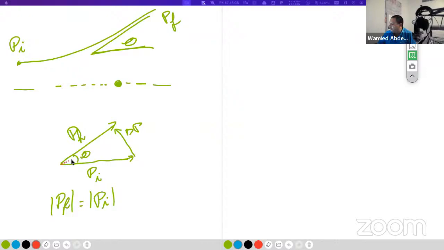So that we make a right angle triangle, this is the part I wrote incorrectly. This is delta P over 2. So this is a right angle triangle, and this divided by this is the sine of theta over 2. So delta P over 2 divided by P, in this case the initial P, equals sine of theta over 2.